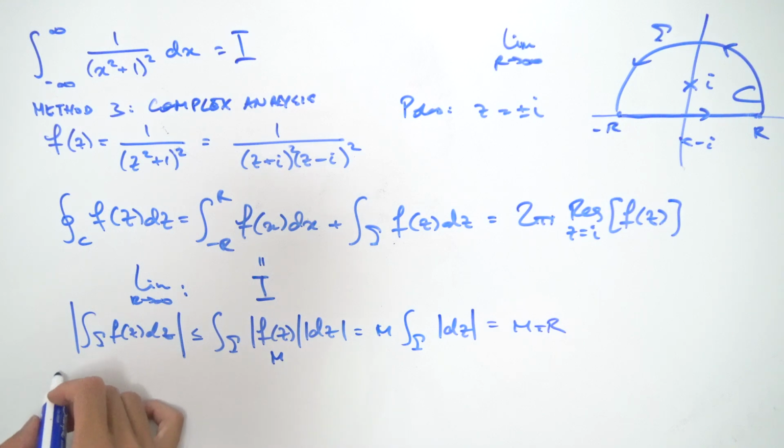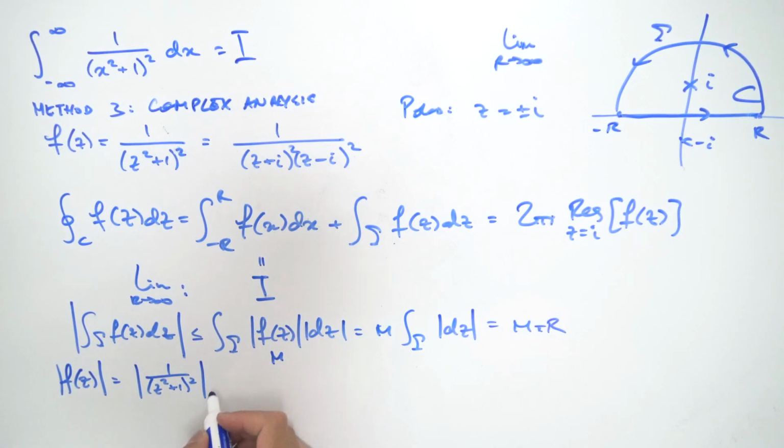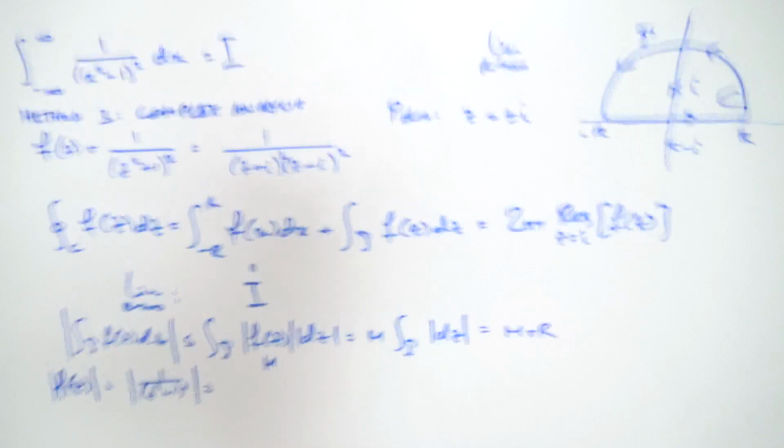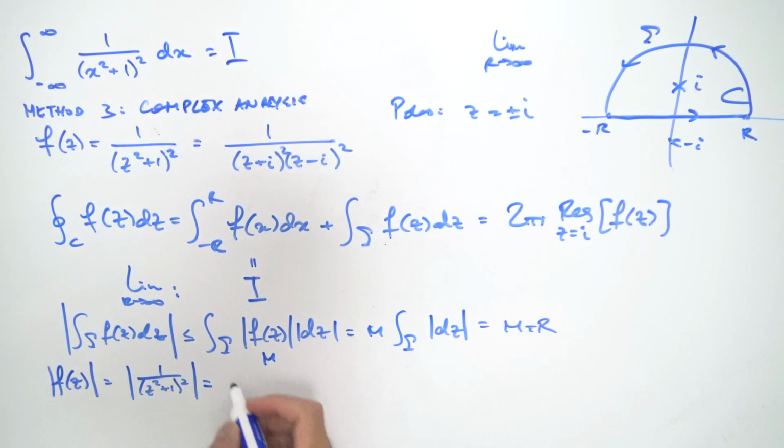Let's just take a look at the absolute value of f of z. And notice, that's exactly the absolute value of 1 over z squared plus 1, but the whole thing's squared. And we can switch the absolute values in these powers. So we're going to get 1 over the absolute value of z squared plus 1, but the whole thing's squared.